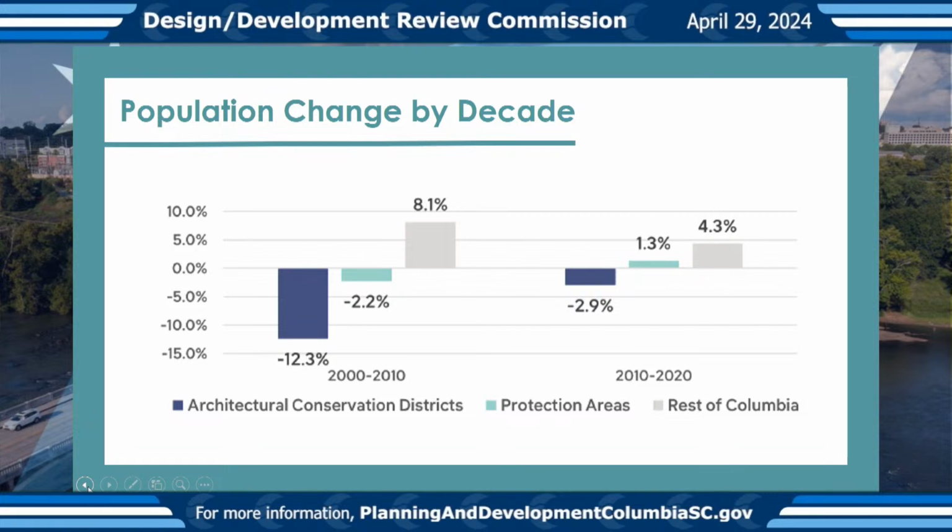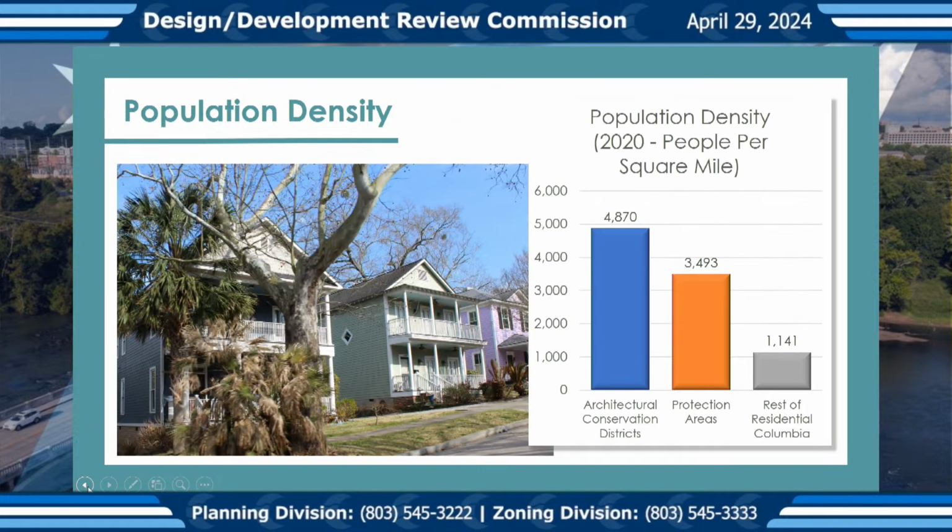Population change by decade, you can see things have been down or moving slowly up within our historic districts. Population density is a very interesting slide. Basically, you get more people per square mile in our historic districts than you get in the rest of the city. So it's actually a pretty substantial difference. It speaks to the density that we already enjoy in our historic districts, and that is a goal of the city overall, to increase density. We're already seeing it in our historic districts.